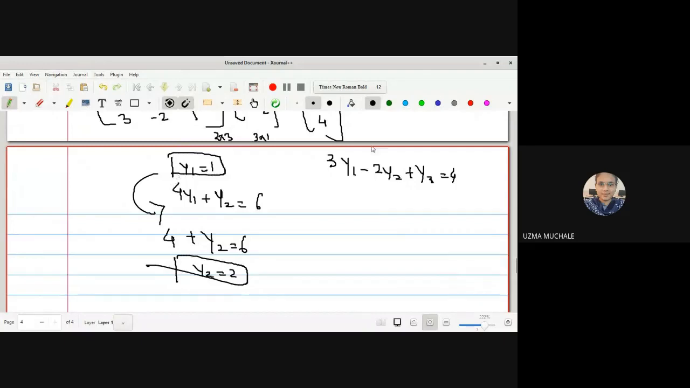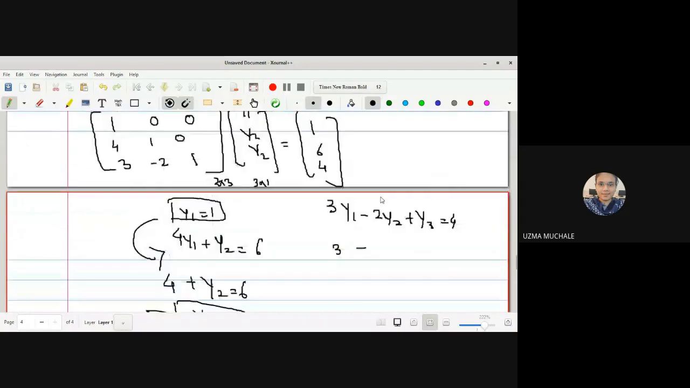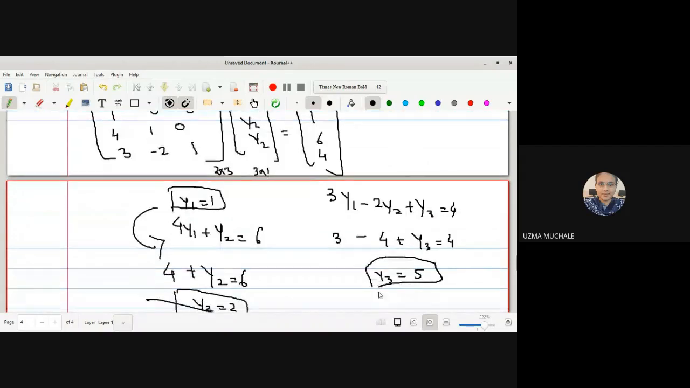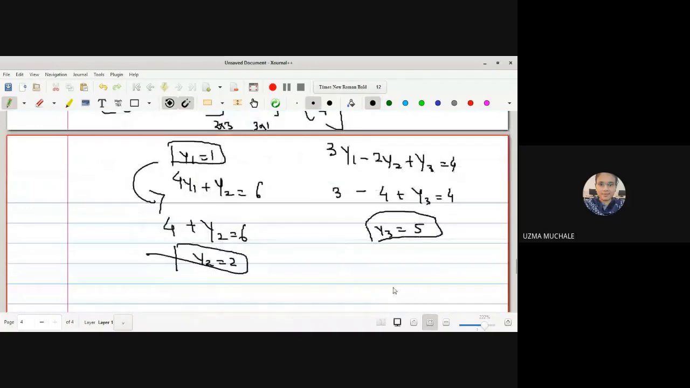Let us put in this equation: 3 minus 2 into 2, that is minus 1, so 4 plus y3 is equal to 4 minus 1, so y3 is equal to 5. Is it correct? You have to solve it. Yes, ma'am. So here we have solved the system Ly is equal to b for getting the values of y.